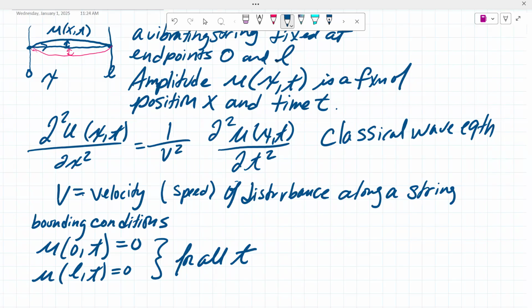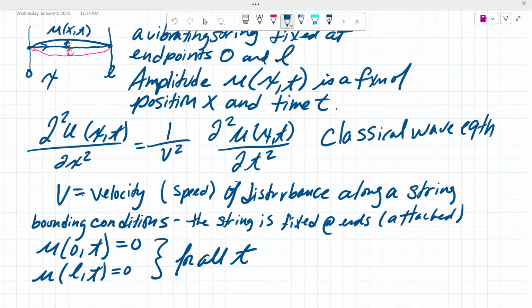Now this will become important because, as we saw, we can use the bound conditions in order to solve for the integration constants. So basically what all this means is the string is fixed at the ends. It's attached. That's what it means, and that's how we can mathematically write that.